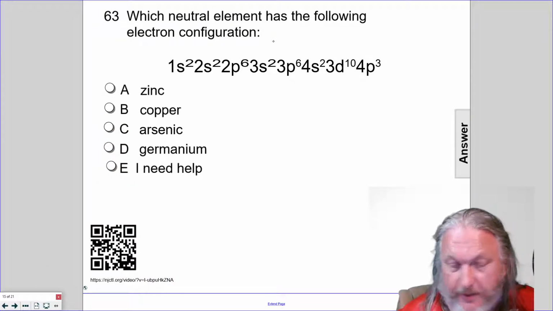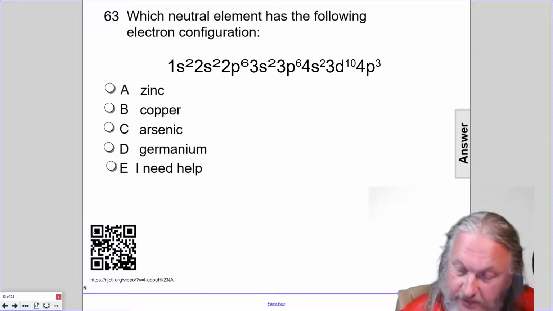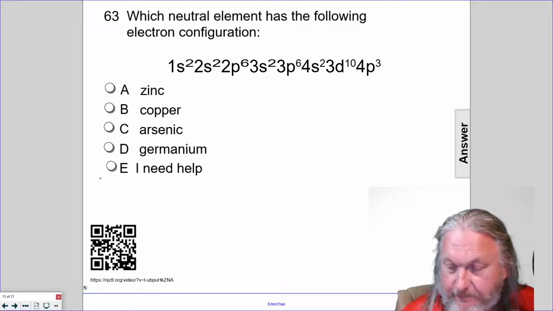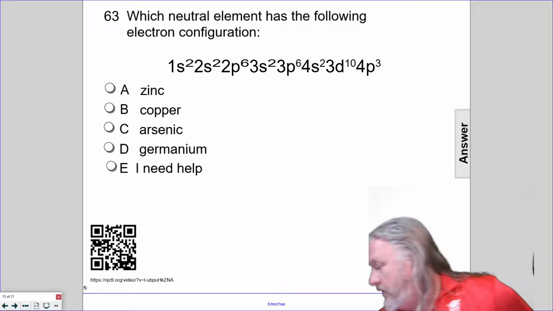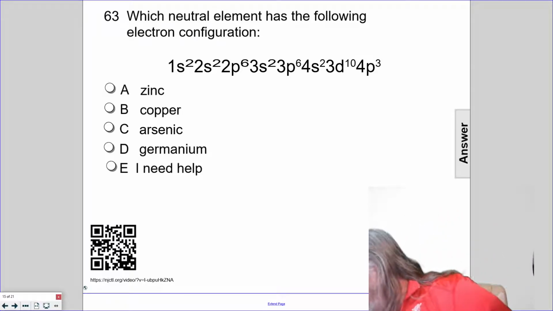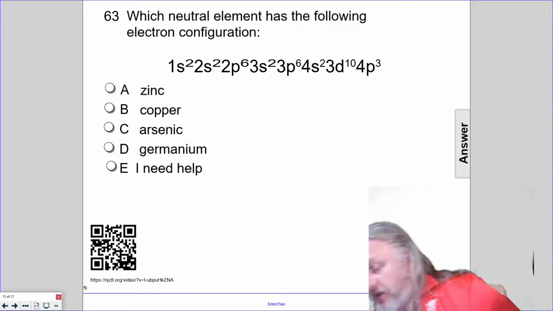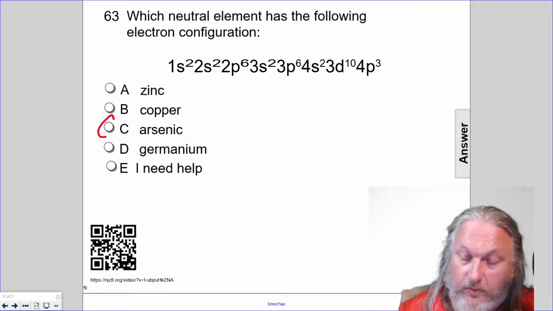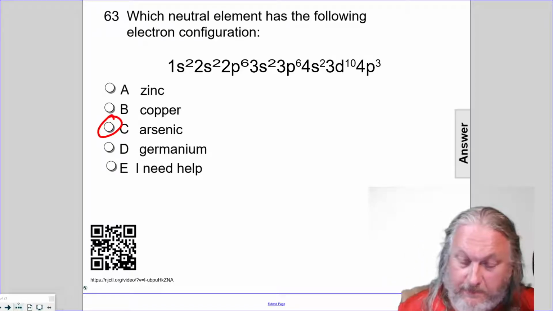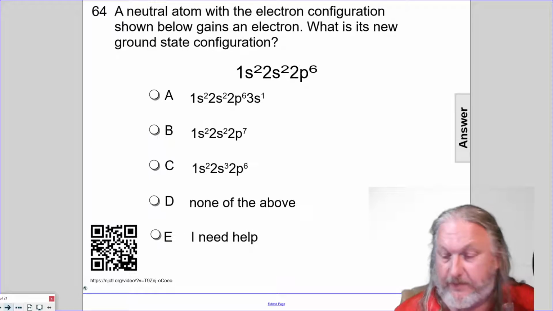Which neutral element has the following electron configuration? Let's start counting up. 2, 4, 10, 12, 18, 20, and 30, 33. Element number 33 is arsenic. Arsenic and old lace. Yeah, I don't know anything about that.